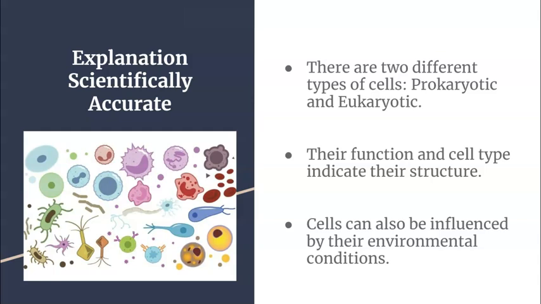And cells can also be influenced by environmental conditions. That is also something that students struggle with initially. So things like temperature or anything that's impacting their environment can also impact their shape and their function.